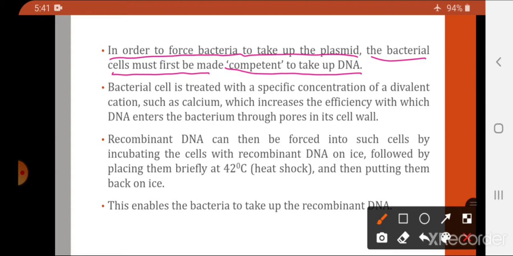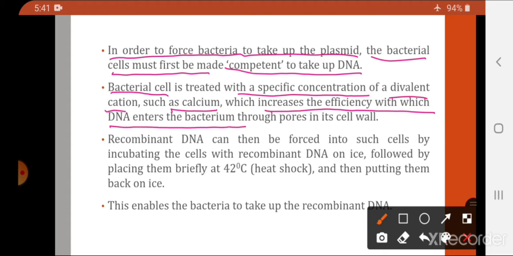So students, for that various processes are there. Let us study each of these processes. So first of all, the bacterial cell is treated with a specific concentration of divalent cations such as calcium, which increases the efficiency with which the DNA enters the bacterium through pores in its cell wall.